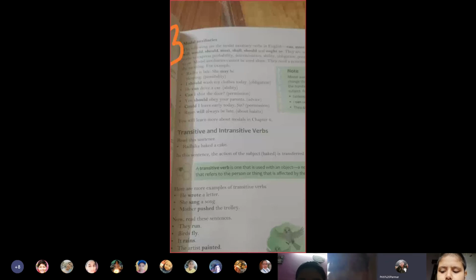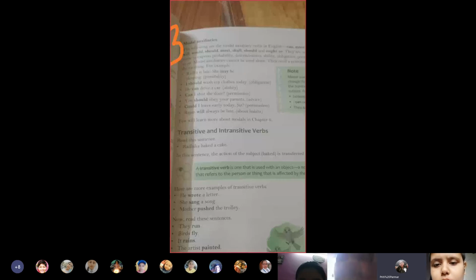Now it's an advice. So they either give advice, they take permission, they show the ability, they show the obligation, they show the possibility, and at times they talk about your habits. Like, Ranjan will always be late. He's such a child that he will never come on time. So these are the few things which we need to know about the first heading that we took up.